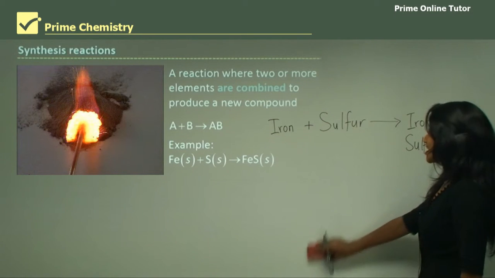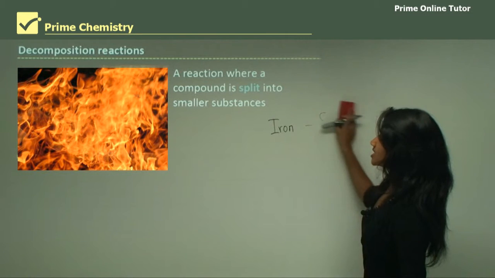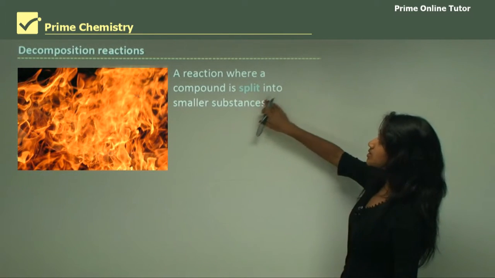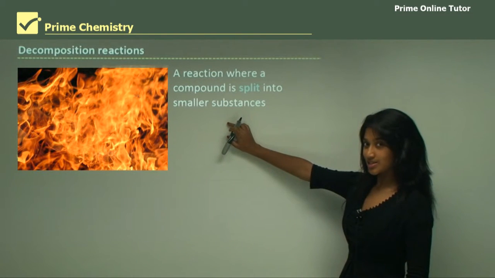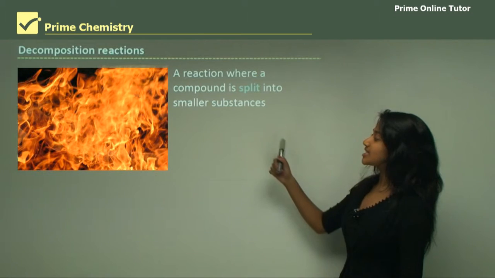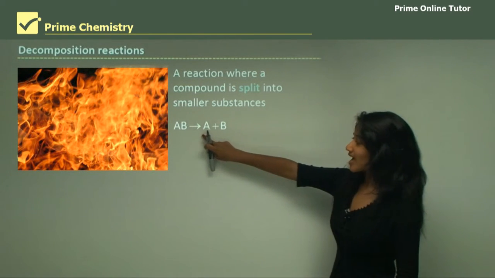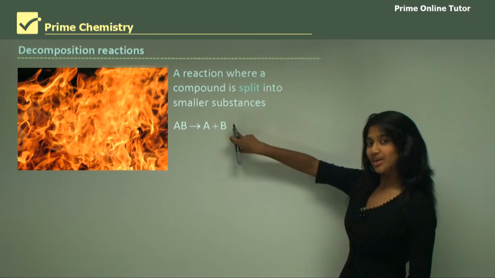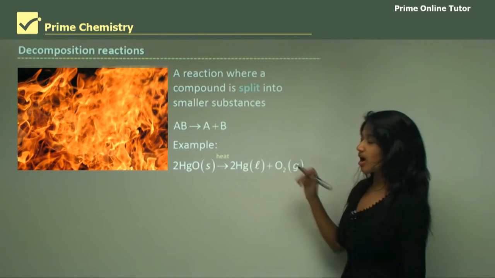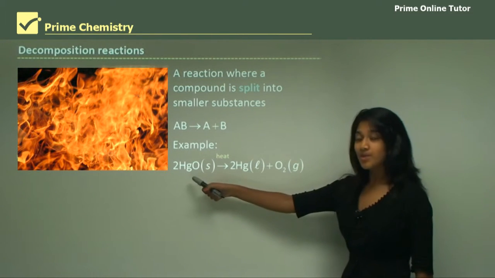Now we'll be looking at a decomposition reaction. A decomposition reaction is a reaction where a compound is split into smaller substances. So it is the opposite of a synthesis reaction. Now let's take an example. We have AB, a compound, reacting to form A and B. So it's separating. Now to take an example of a decomposition reaction, we have mercury oxide here.